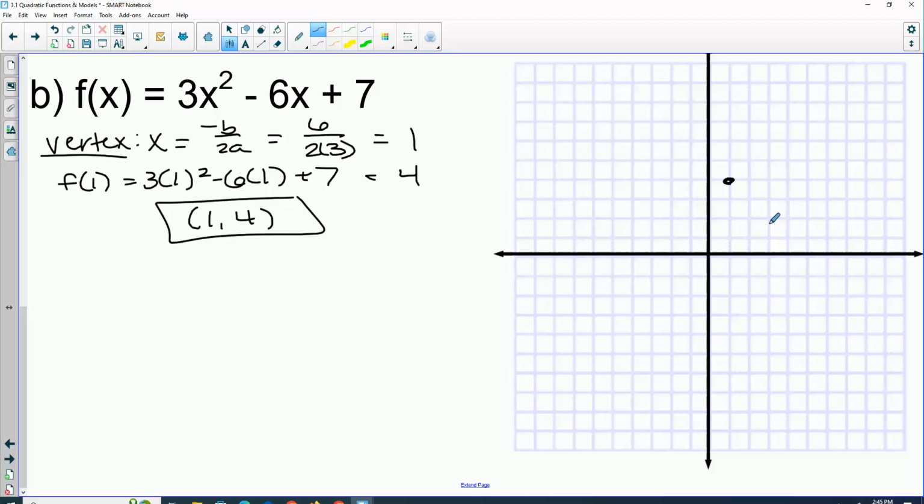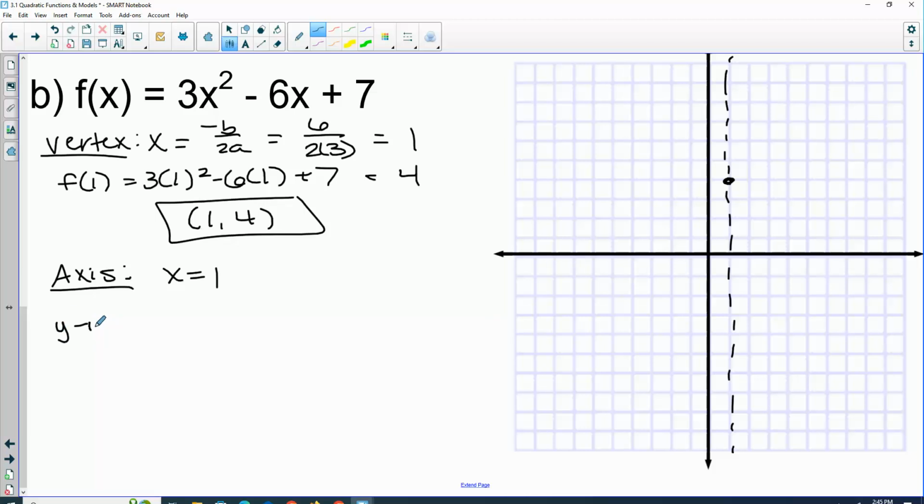Axis of symmetry, we've already done the work. How do we find it? Yep, it's just x equals the x value of the vertex, so x equals 1. Okay, it's just that vertical line going through the vertex. Right?